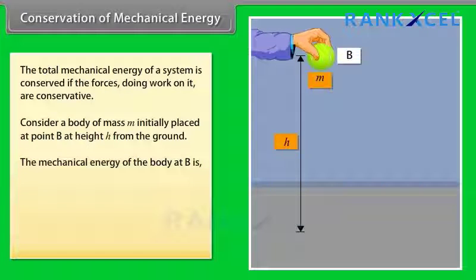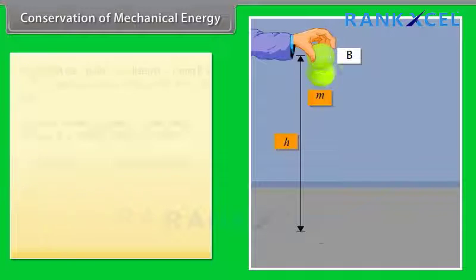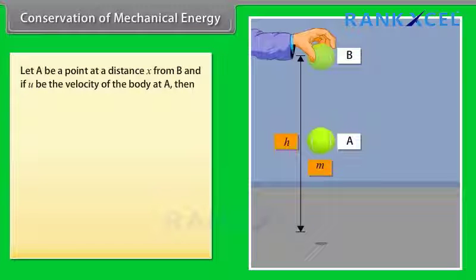The mechanical energy of the body at B is equal to kinetic energy of the body at B plus potential energy of the body at B, which is equal to 0 plus mgh, which is equal to mgh. Let A be a point at a distance x from B, and if u be the velocity of the body at A, then u square is equal to 2gx.